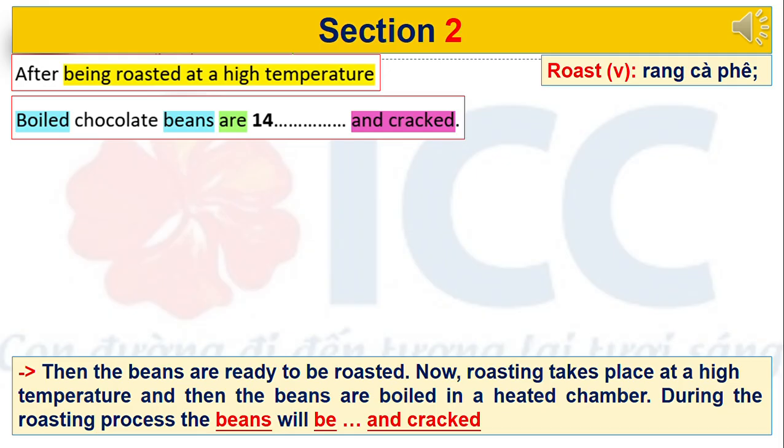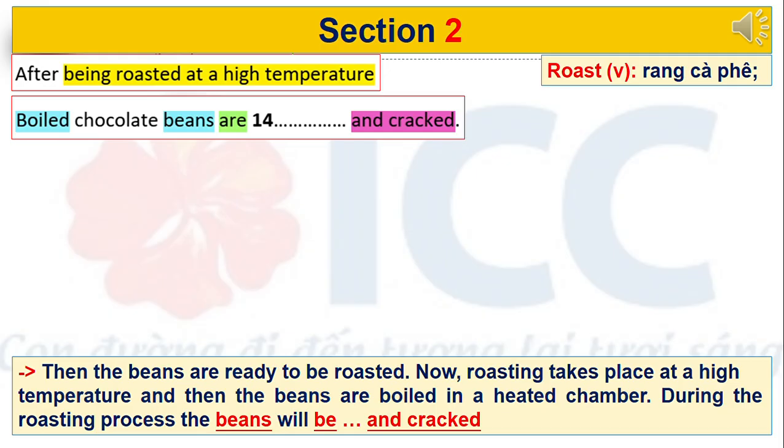Now, roasting takes place at a high temperature, and then the beans are boiled in a heated chamber. During the roasting process, the beans will be expanded and cracked. But prior to this, the beans are trodden and shuffled about using bare human feet.